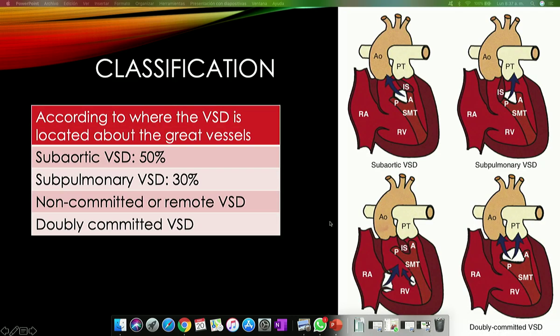There are many classifications, but I think the most important for us is the classification according to where the ventricular septal defect is located. The most common is the subaortic ventricular septal defect, where the defect is located just under the aortic valve. In the case of a defect located under the pulmonary artery, it is also called Taussig-Bing anomaly. But in another location, the ventricular septal defect is affecting both the aortic and pulmonary artery, or none of them.